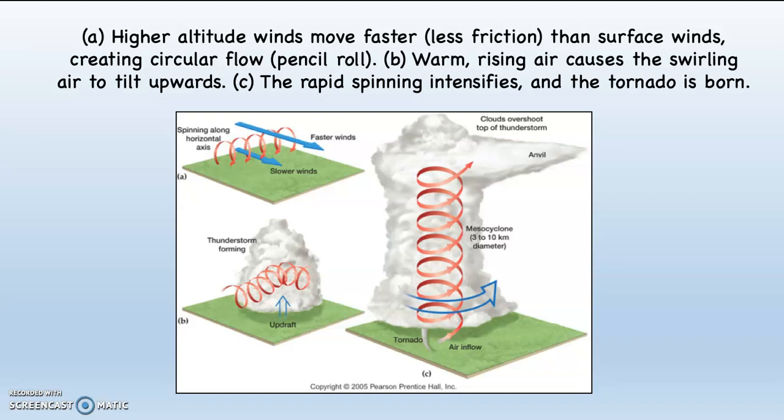Then if you look at C, you can see that when you put this thing into a cumulonimbus cloud, which already has very rapidly rising air, and now you have this spinning tube, this is how you can begin to create a tornado. Many times when you see a cumulonimbus cloud that's going to produce a tornado, the cloud itself begins to rotate prior to the tornado coming down.